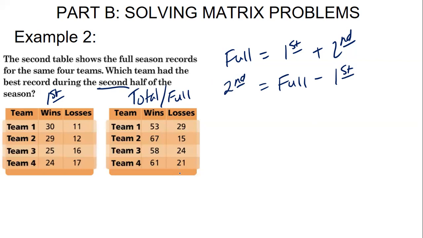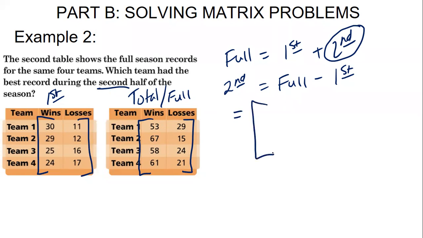If I'm looking for the second half, in order for me to see which team had the best record, second equals full minus first. My full here is these elements. And my first half is right here. So to find my second, I'm doing full minus first.